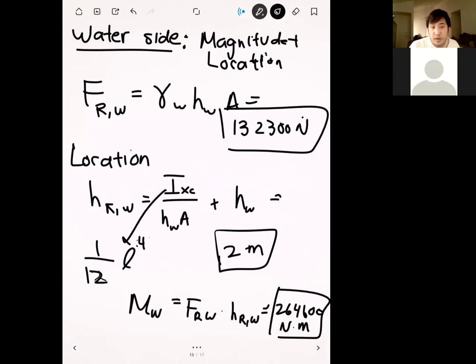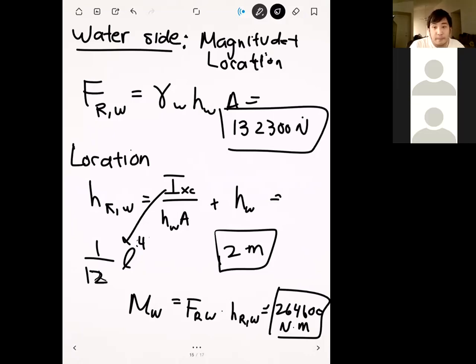It's the first H on the left side of the equal sign. Oh yeah, so that's HRW. That's the depth of the resultant force. I'm using the subscript R to denote resultant, right? So I do H sub R comma W to say the location of the resultant force for the water. Oh, okay. Thank you.